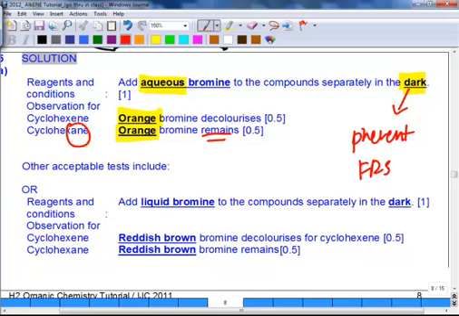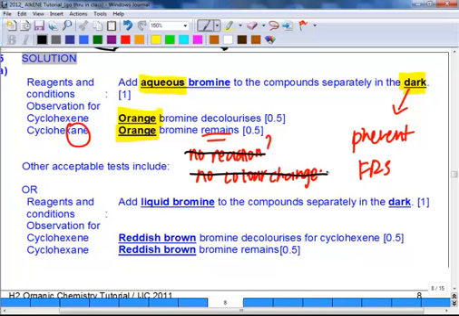And over here, they say orange bromine remains because it doesn't react with the alkane. Agree? If it doesn't react, can I say that there is no reaction? Can I say that there is no color change? Actually cannot, because the question asks for observation. If you say no color change, we also don't know what color it is. You need to say the orange remains. Is it okay?